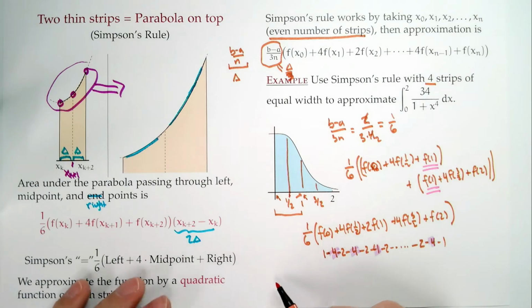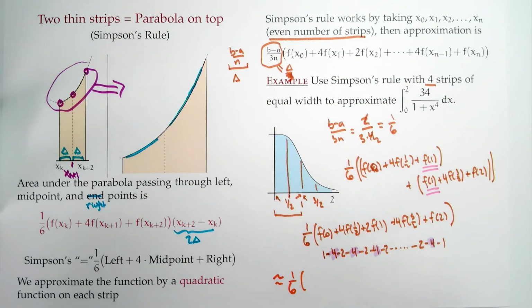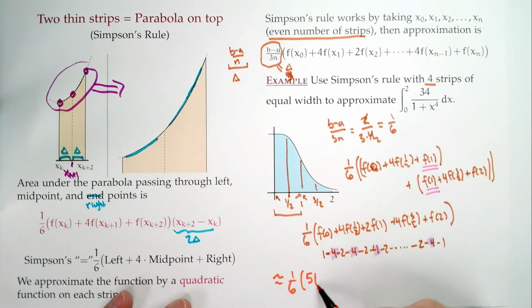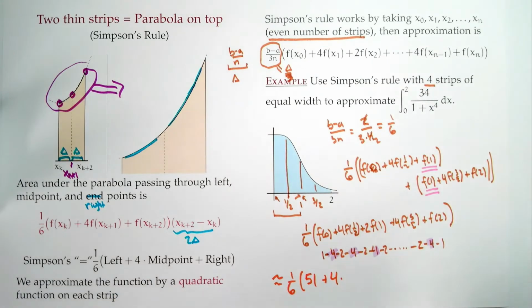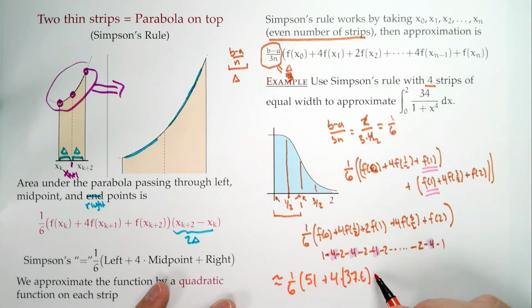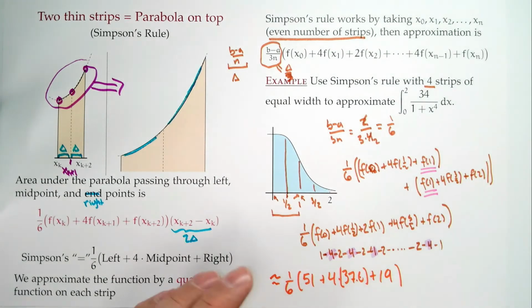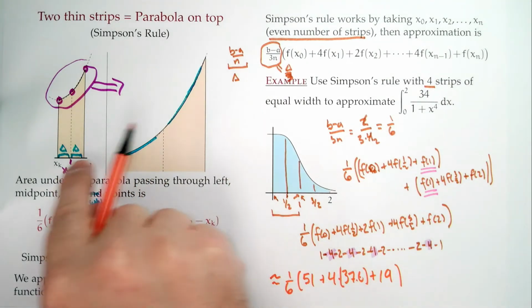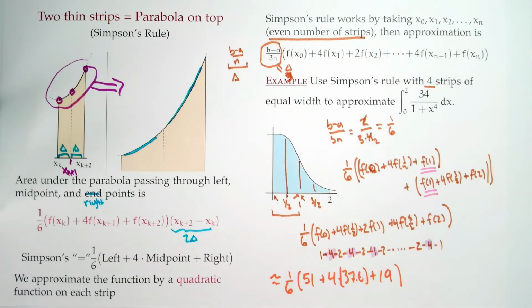We get that our approximation is we take 1/6, what we got from the left, which is 51, plus 4 times what we got from the right, which is 37.6, plus what we got from the left, which is 19. And you might say, wait a second, hold on. These were with 2 strips, and this is with 4 strips. And the answer is, yes, you're absolutely right. That's the way it works, because 2 strips together are forming a piece that we put a parabola on top of. That's why we have that phenomenon going on.